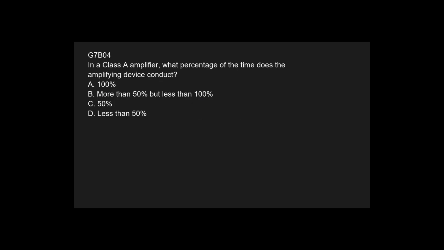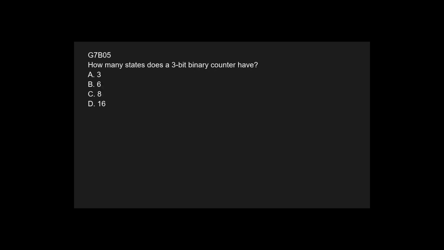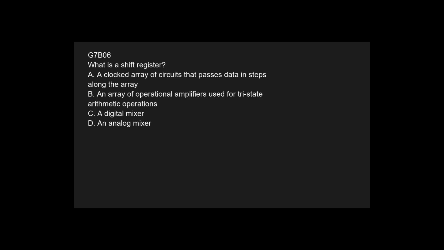Question: in a Class A amplifier, what percentage of the time does the amplifying device conduct? The correct answer is A. 100%. Question: how many states does a 3-bit binary counter have? The correct answer is C. 8. Question: what is a shift register? The correct answer is A. A clocked array of circuits that passes data in steps along the array.